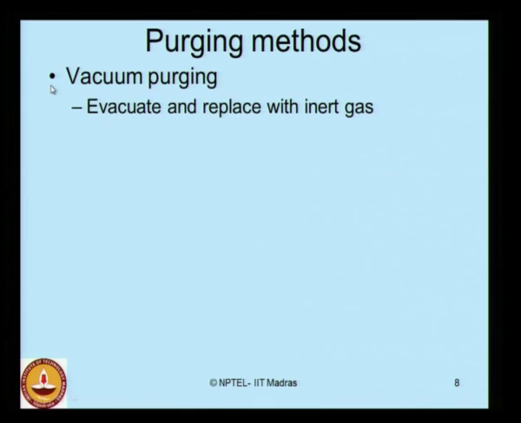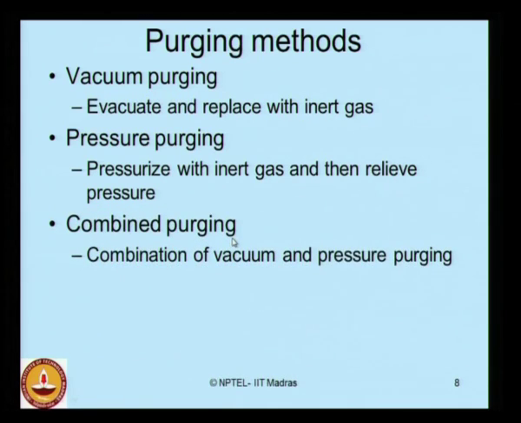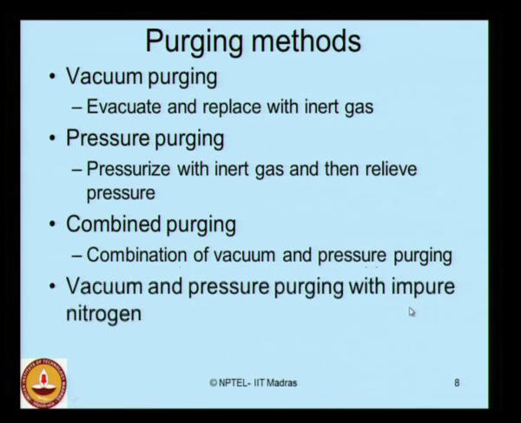Let us talk about vacuum purging. It is the process by which you evacuate and then replace the content with inert gas. In the case of pressure purging, you pressurize the container or the containment with an inert gas and then relieve the pressure inside the container or the containment. Combined purging is actually a combination of vacuum and pressure purging. You can also do vacuum and pressure purging with impure nitrogen.